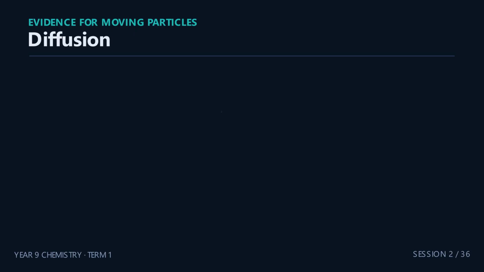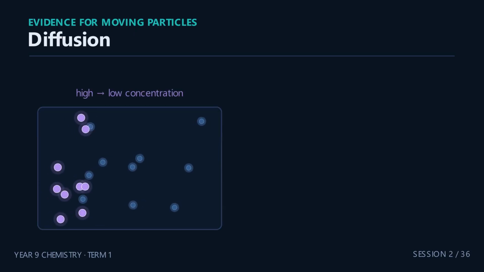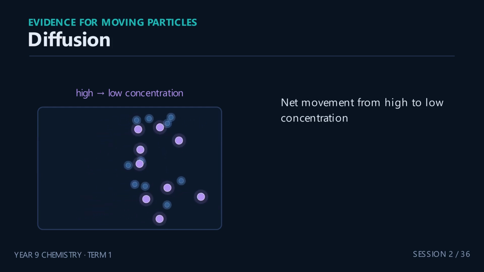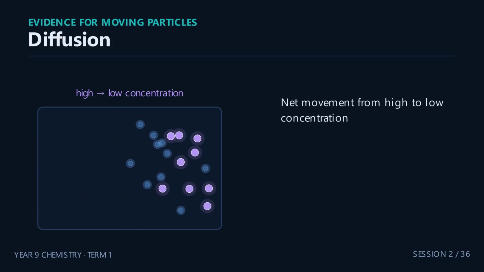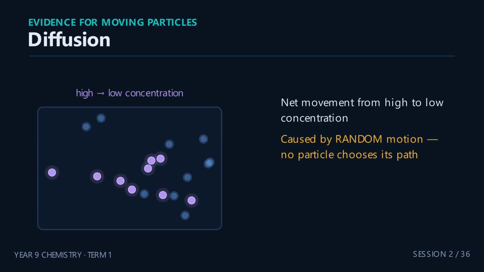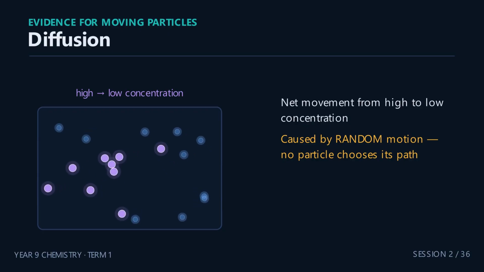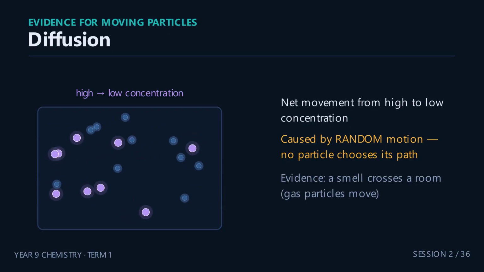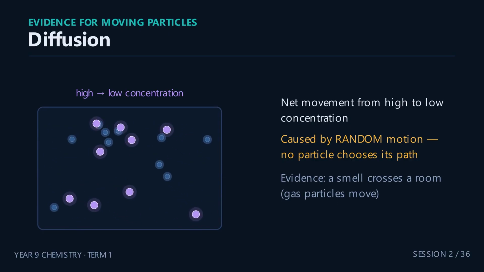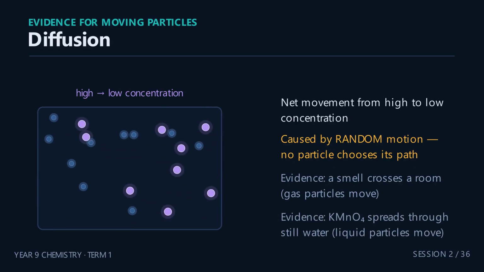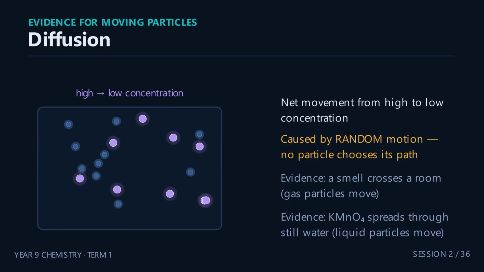Diffusion is the net movement of particles from a region of higher concentration to a region of lower concentration. Watch the purple particles. Each one moves randomly. No particle chooses where to go, but random motion spreads them out until the distribution becomes more even. A smell crossing a room is evidence that gas particles move. Purple potassium manganate(VII) spreading through still water is evidence that liquid particles move too.